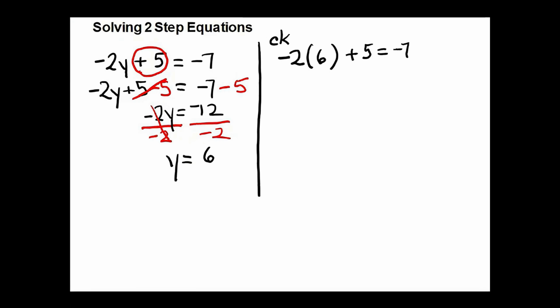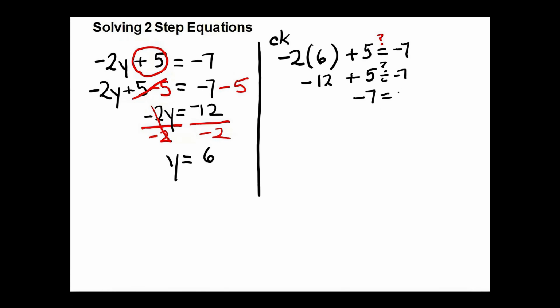Now, we're checking to see if this is a true or false statement. We don't know. So we clean up on the left, so we get a negative 12 plus 5. And those are different signs. They're going to subtract, sign of the larger. It says negative 7.